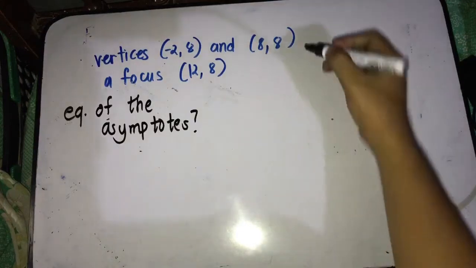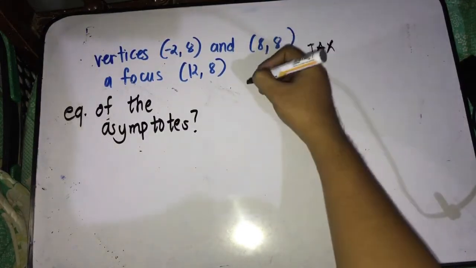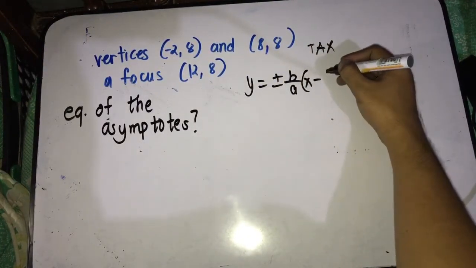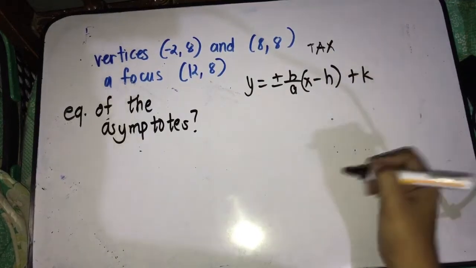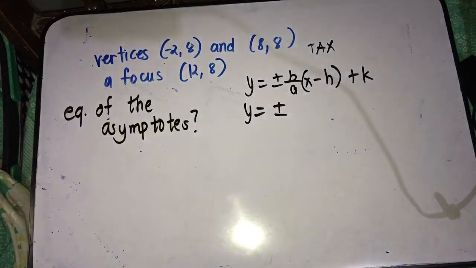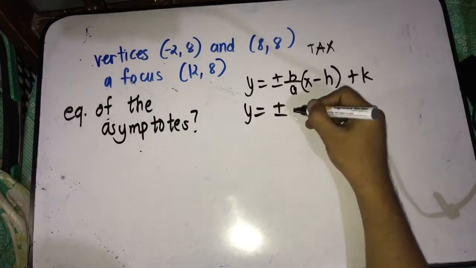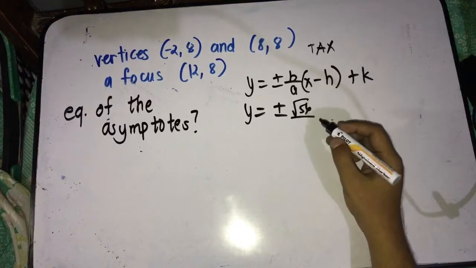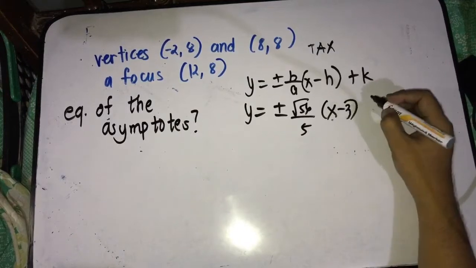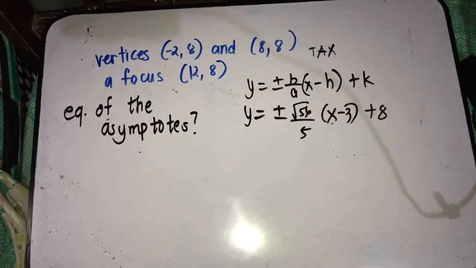Ano ba siya? Tax or tie? So again, that is tax. Therefore, if that is tax, y is equal to plus minus b over a times x minus h plus k. Therefore, y is equal to plus minus, what is our b? What is our a? Our b is square root of 56 over what is our a? Our a is 5 times x minus 3 plus 8. So, congrats Neil, you got the asymptotes correctly.